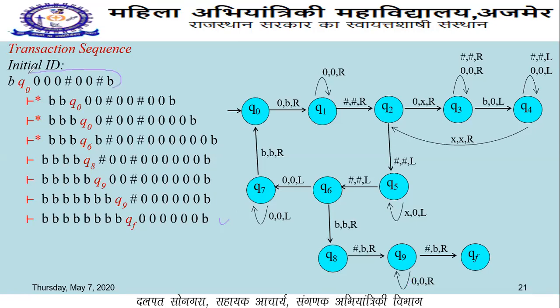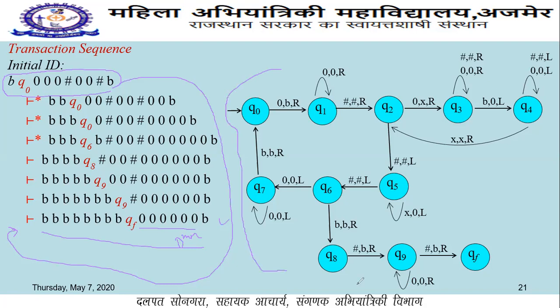This is our initial instantaneous description, and after multiple transitions we come to this situation, where this is our output, the m into n occurrences of zeros. So this is the complete Turing machine for multiplying m occurrences of 0 and n occurrences of 0 and producing the output m into n occurrences of 0. I hope you understand this.